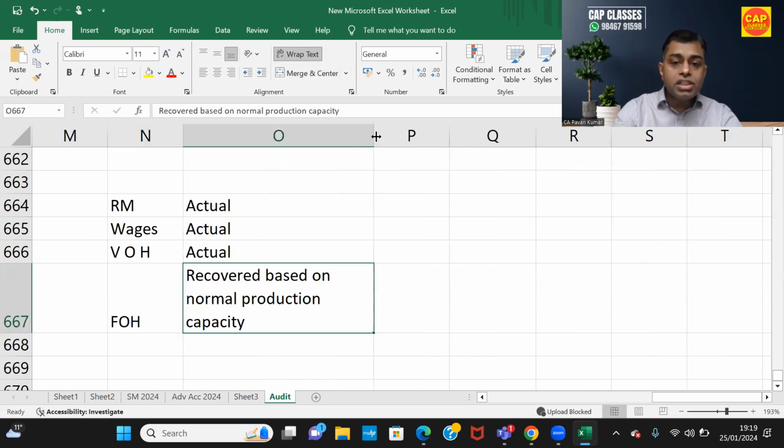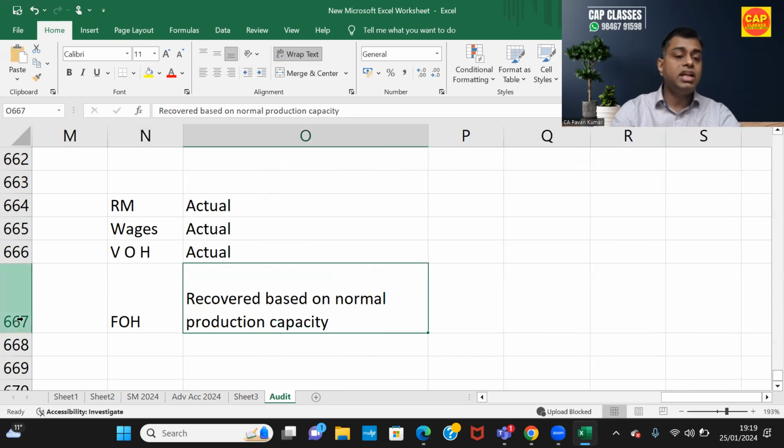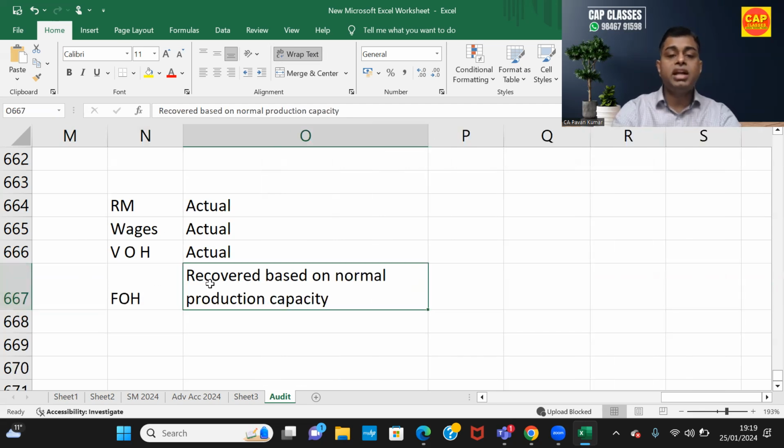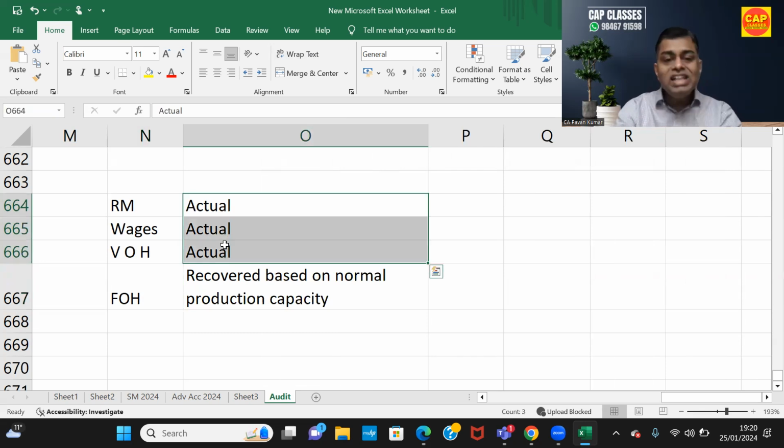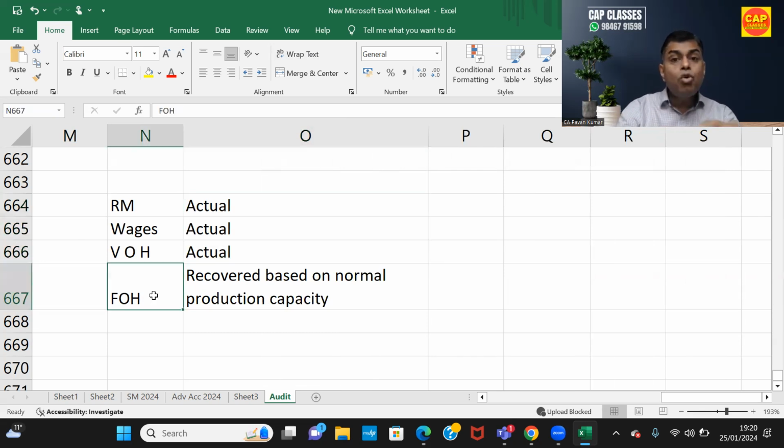But raw material you're actually incurring, wages you're actually incurring, variable overheads you're actually incurring, but fixed overheads you are incurring for a period. You're not incurring for the product. So because these three are product costs, I am directly charging. Because this is not a product cost, this is a period cost, I need to recover it. I paid rent for 1 month, 1 lakh rupees, but I did not pay rent for this particular item of inventory, no? You understand? That is the logic.